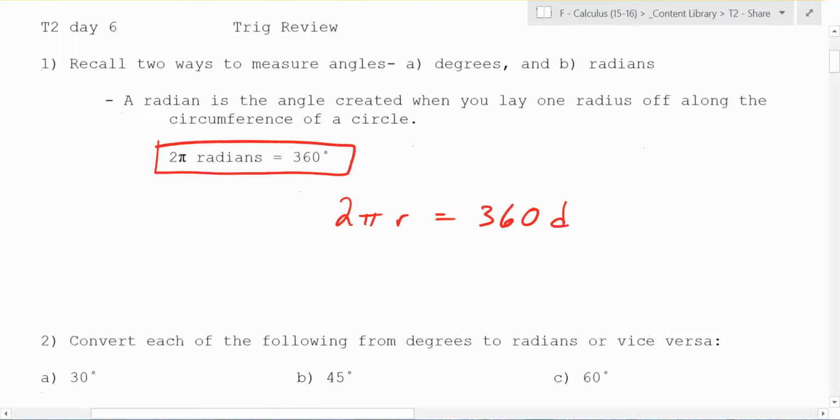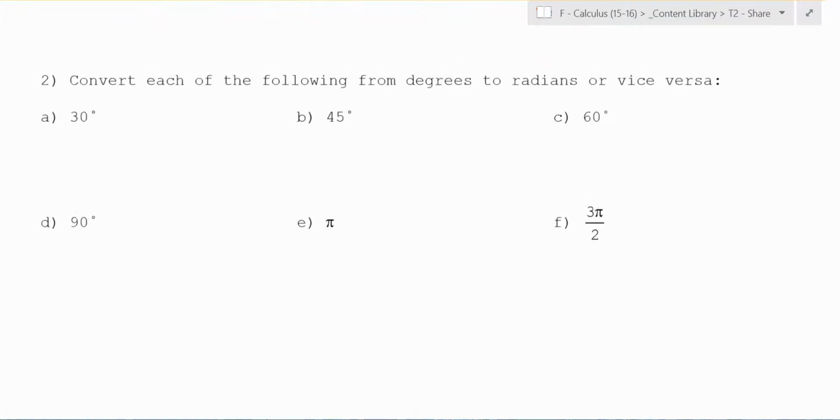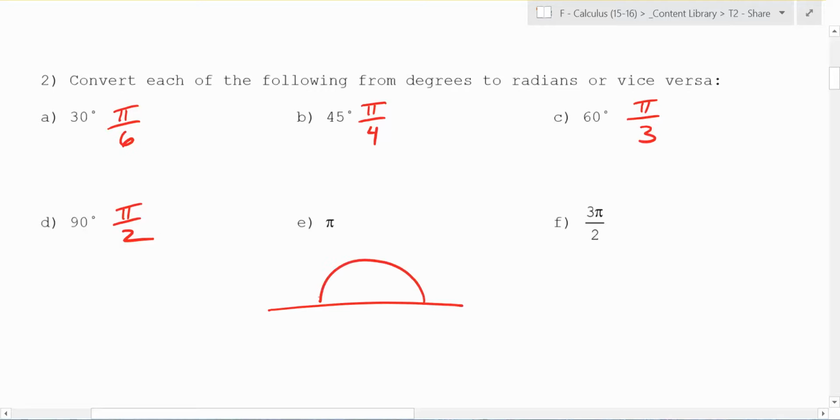So you need to know, for example, each of these automatically. So 30 degrees is how many radians? Pi over 6, correct. These are ones you have to know. 45 degrees is what radians? Pi over 4, nice. What about 60 degrees? Pi over 3. What about 90 degrees? Pi over 2. What about pi? How many degrees is that? 180. It is pi, so it's 180 degrees.